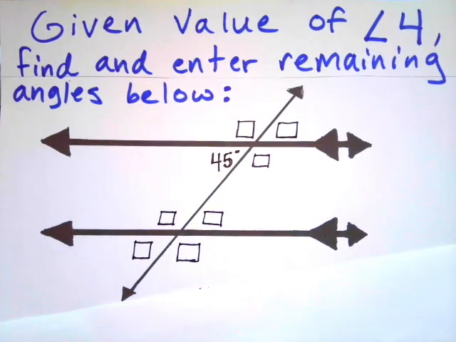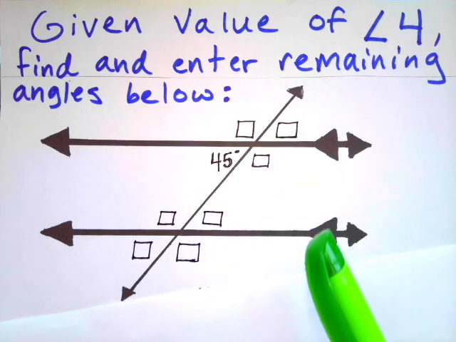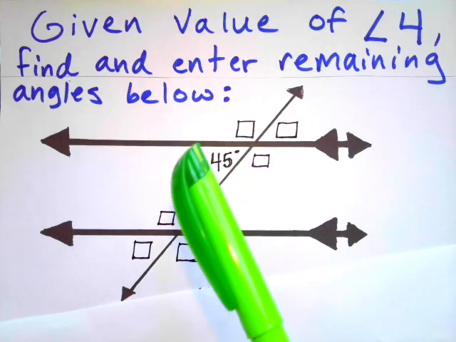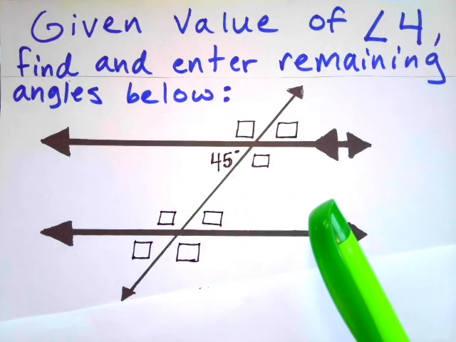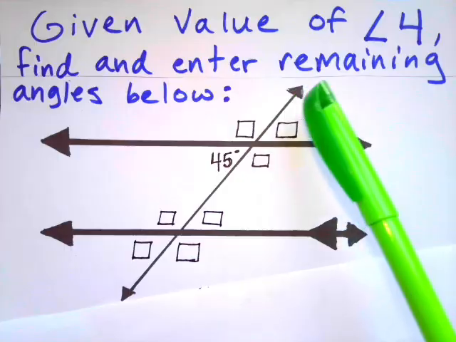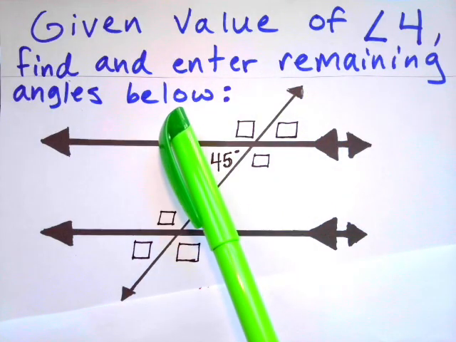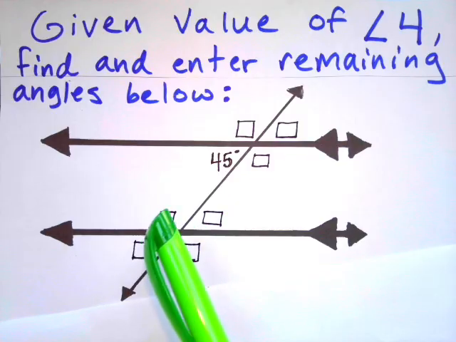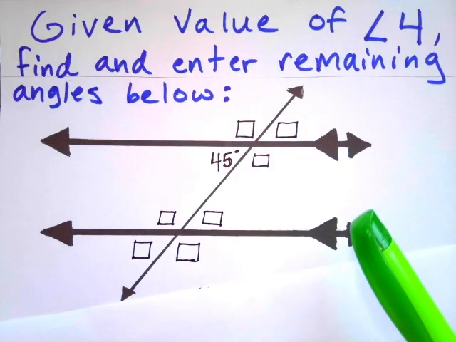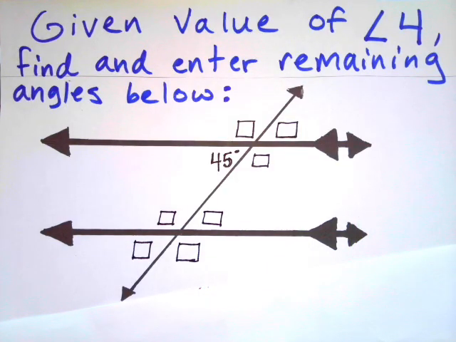We're going to talk about another question for the GED exam that you could see regarding two parallel lines. These are parallel lines indicated by the arrows, cut by a transversal line. You're given one angle, and you're asked, given the value of angle 4, find the entire remaining angles below. For each box, you're going to enter in the angles with your final answer. Let's just jump right in and get started.